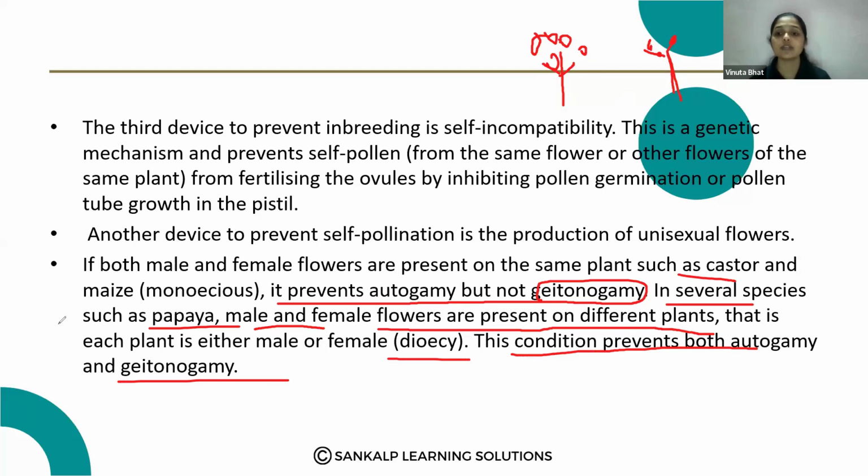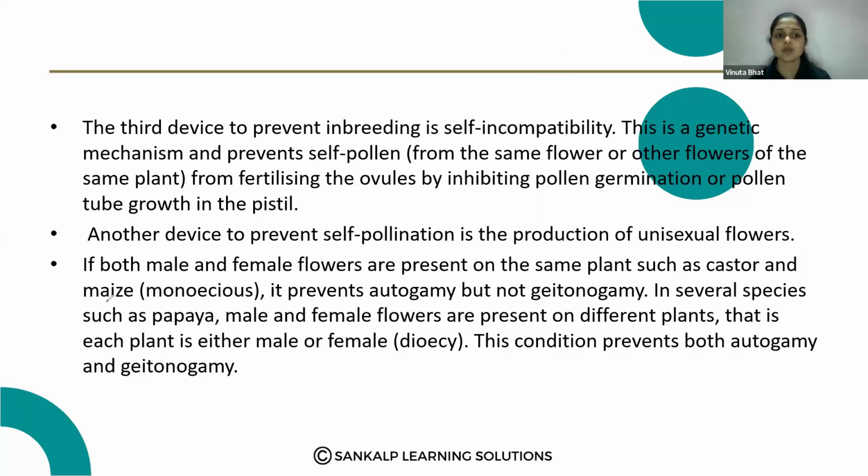But in the case of maize and castor, these are monoecious plants. Maize produces male and female flowers within the same plant. The flowers produced within the same plant in maize and castor do not prevent geitonogamy. Autogamy is prevented but geitonogamy is not prevented.